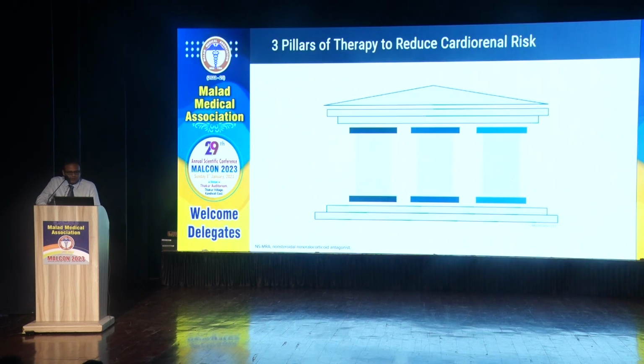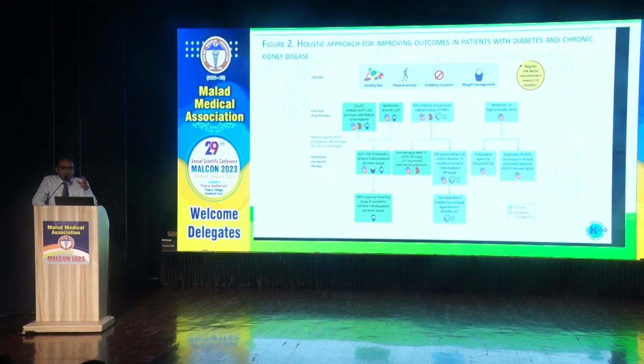finerenone. So briefly in summary, three pillars of therapy to reduce cardiorenal risk: RAS blocker, SGLT2 inhibitor, and non-steroidal mineralocorticoid receptor antagonist. If a patient is presenting with heart failure with reduced EF, we have often seen cardiologists putting them on beta blocker, SGLT2 inhibitor, RAS blocker. That's the way we have to think in terms of diabetic kidney disease.